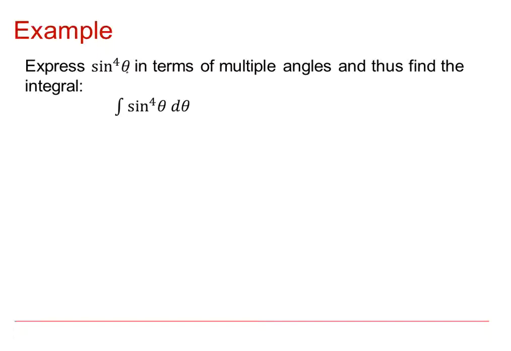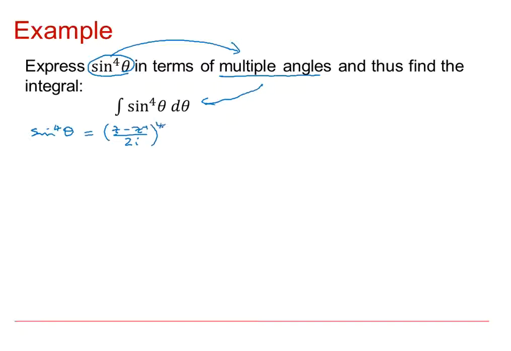So now the first thing we ought to do is to express sine theta to the power 4 in terms of multiple angles, and in doing so it will allow us to make this integral much easier to complete. So starting off with sine theta to the power 4, I can now write that using our previous definition of sine theta as z minus z to the minus 1 over 2i, to the power 4. I'm just going to take out that 1 over 2i to the power 4 as a common factor.